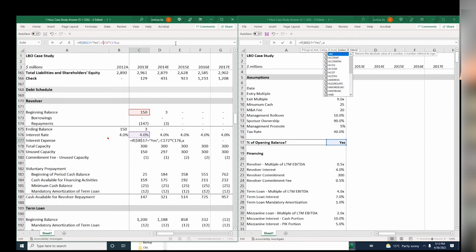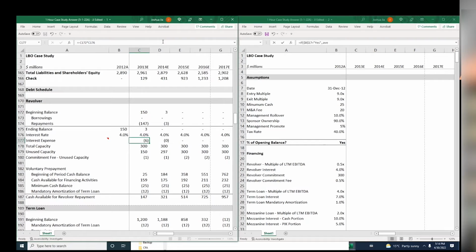Oh, what am I doing here? There we go. My mouse is being weird. My computer keeps freaking out. All right, equals average. Why does it keep doing that? It literally just stops. Doesn't let me type. Okay, let's try this again.